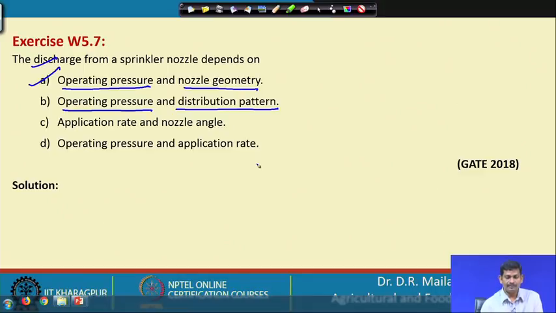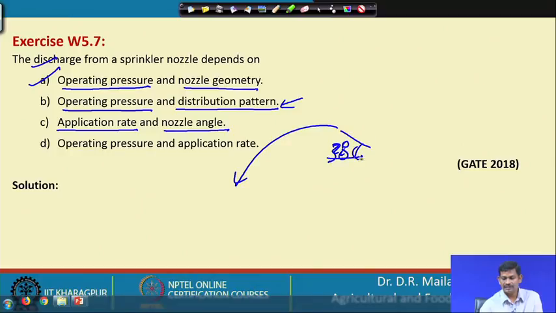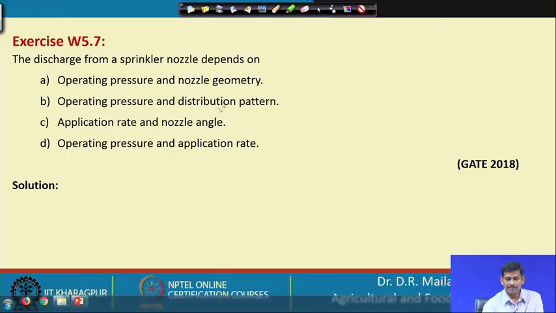Distribution pattern is entirely different, because the pattern may vary. Even for an individual sprinkler, the discharge may not be influenced by the distribution pattern. This is definitely influenced by wind speed and other things. Then application rate and nozzle angle. Nozzle angle will tell the range. Suppose you have a 30 degree nozzle angle, it decides the maximum range, but not the discharge. And application rate we decide for the particular crop requirement. Operating pressure, yes; application rate, no. So, in this case, we expect A to be the answer.